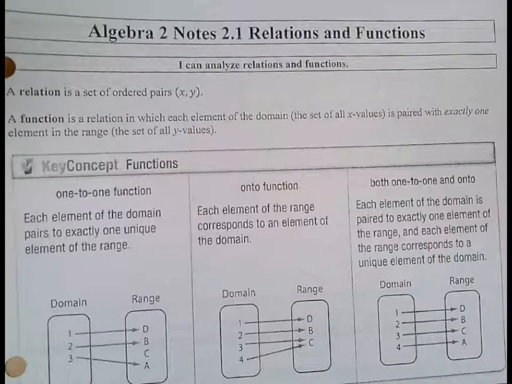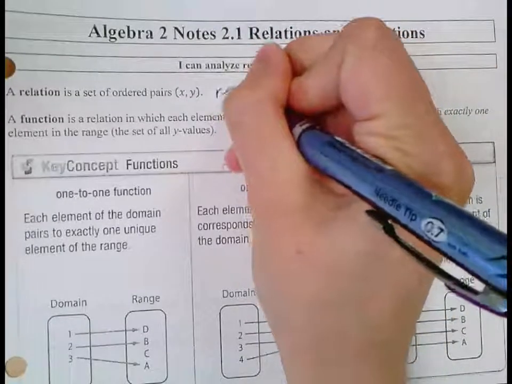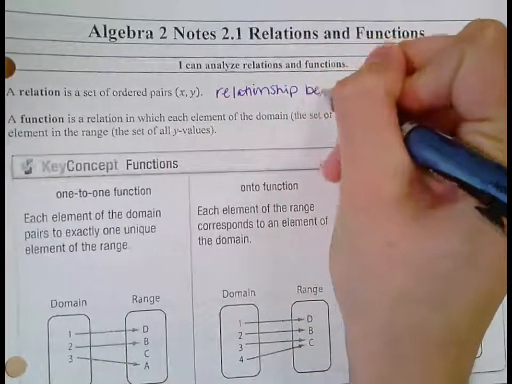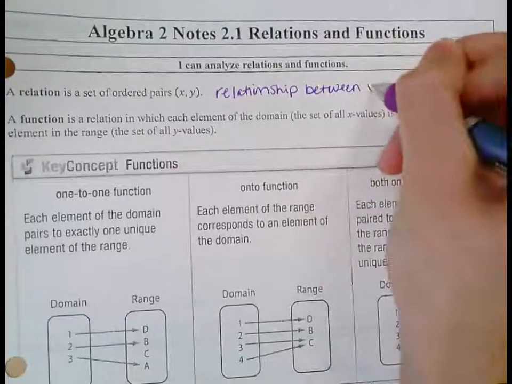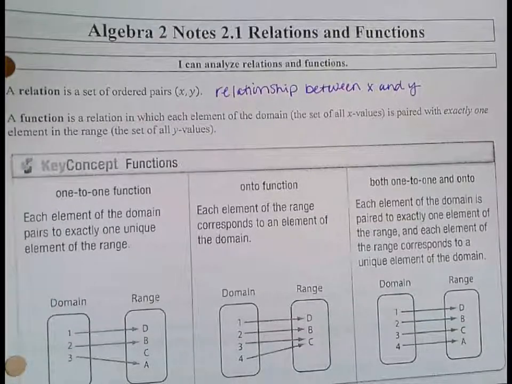So I have at the top a reminder of what a relation is. It is a set of ordered pairs in the form XY. Specifically, that's kind of the formal definition. This is how I define a relation. It's a relationship between X and Y. So ordered pairs really show how X values and Y values are related to each other. More specifically, if you think of an equation, that really shows how X and Y would be related to each other, and the solutions to that would be ordered pairs. So by definition, a set of ordered pairs, but it's a relationship between X and Y.